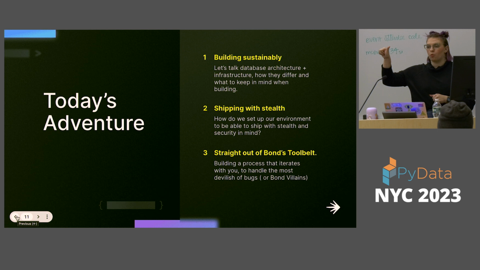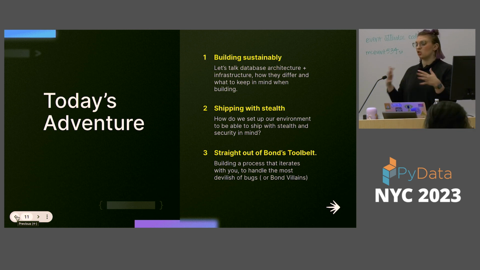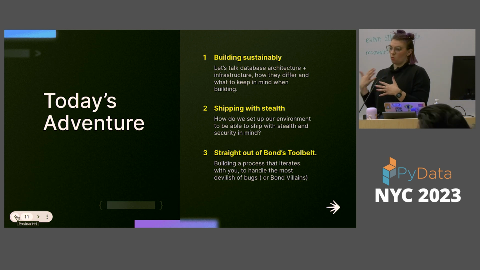So what makes a good database? What's the difference between infrastructure and architecture? How do they relate to one another, and why should we care? Especially for those chaos devs in the room, why do we need to care about that stuff? How do we set up environments with stealth in mind? So how do we set up our deployments so that we can put a feature flag in place and roll it back, or have those safeguards in place when we're building?